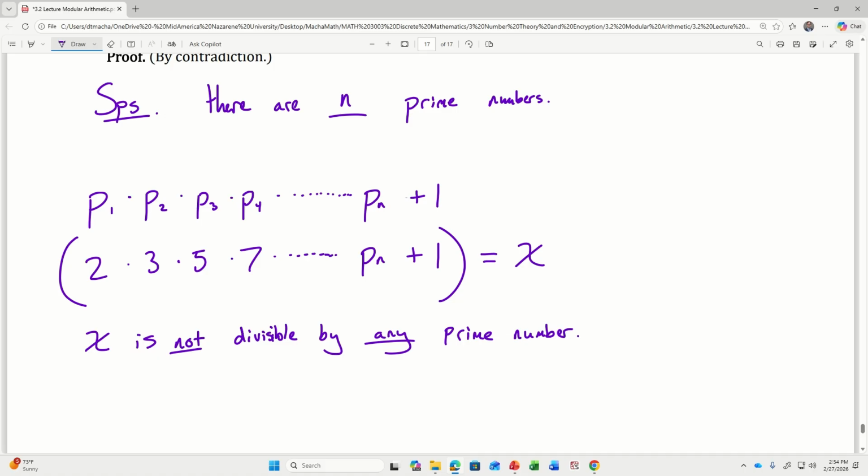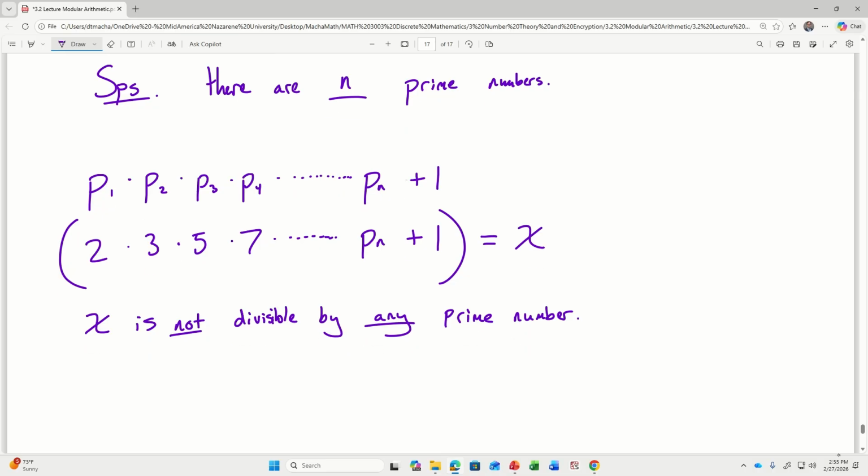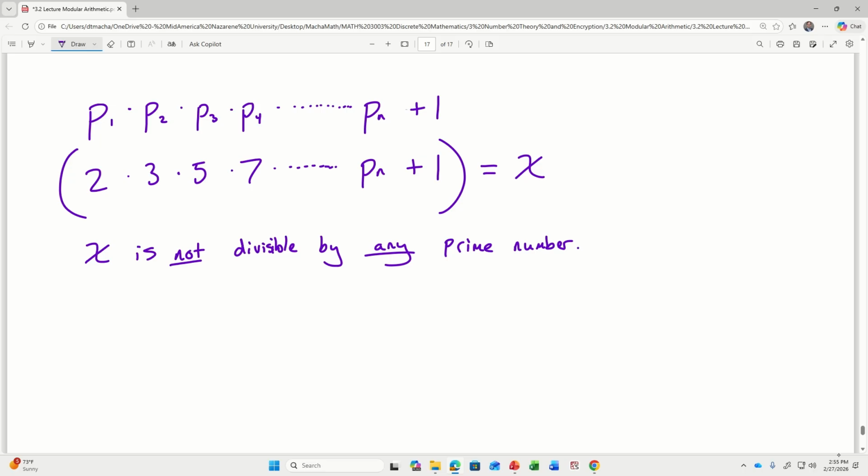It's not divisible by 2 because that big long product is divisible by 2, and this is 1 more than that, so it must be an odd number. It's not divisible by 3 because that big product is divisible by 3, and then we add 1, which makes it 1 mod 3. It's not divisible by 5 because the big product is divisible by 5. When we add 1, this makes it 1 mod 5. It's not divisible by any of those primes.